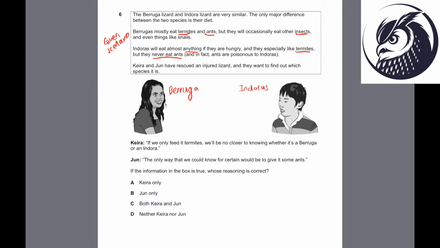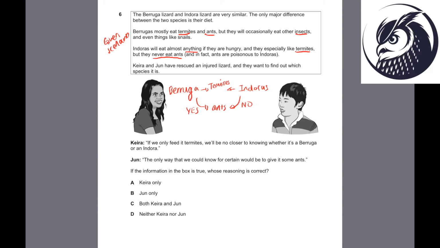Now we know that both these species like to eat termites, because it says that belugas eat termites and ants and other insects as well, and indoras also really like termites. The one thing they differ in is ants. For ants, belugas will still eat them, so we'll write a big yes here. But indoras never eat ants, so we'll write a big no here because the ants are poisonous to them.